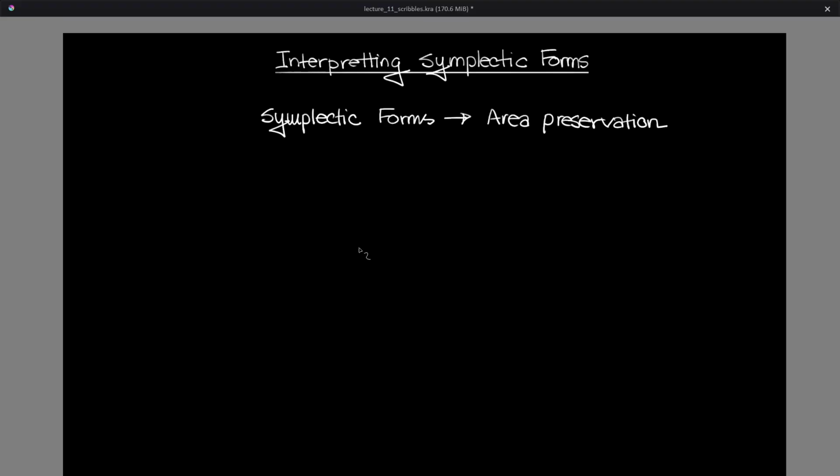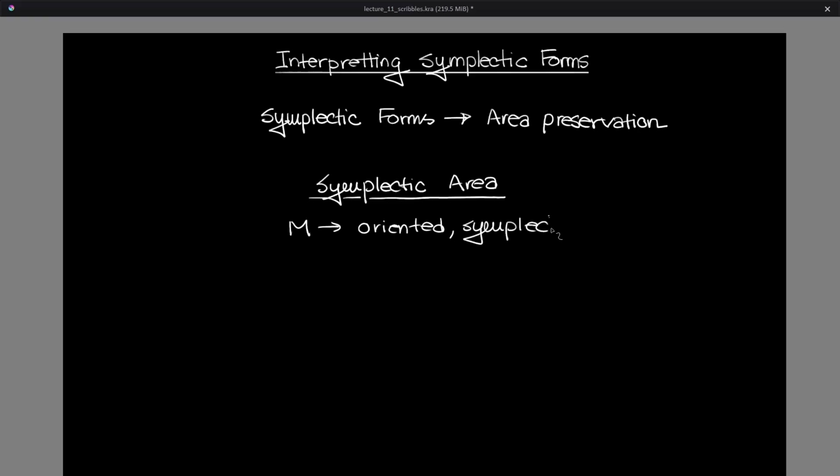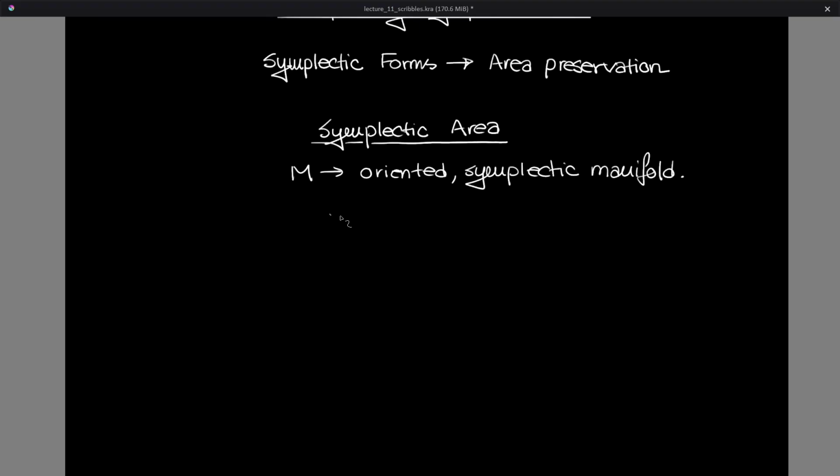So using a symplectic form, omega, we can define something called a symplectic area on a symplectic manifold. So let's define that. Symplectic area. So we need M to be an oriented symplectic manifold, since we need access to the symplectic form. And if we have this, then we can define a map A that takes a surface sigma. So sigma is a 2D surface.